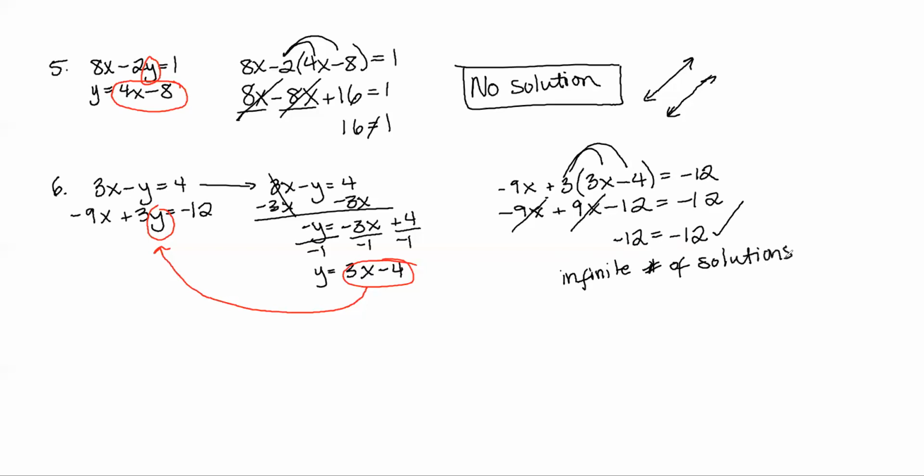And so again, if we think back to what we saw when we were graphing, when did we have an infinite number of solutions? When we graphed it and we had the same line. So if we were to solve both of these equations for y, they look different now, but they would both end up being y equals 3x minus 4.